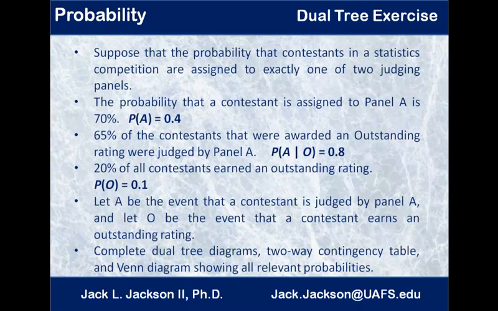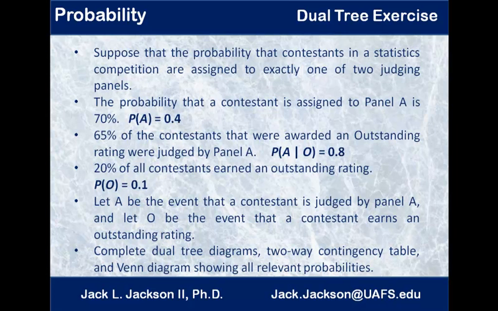10% of the contestants earned an outstanding rating. That's 0.1. Let A be the event that the contestant is judged by panel A, O the event that it earns an outstanding. So go back and create all the stuff we did with these bold numbers here. 40% for probability of A, 80% for probability of A given outstanding. Probability of outstanding is 10%. Use those numbers, complete both tree diagrams, the two-way contingency table, and the Venn diagram showing everything that we did. So in other words, do exactly what we did in the last example with these new numbers.